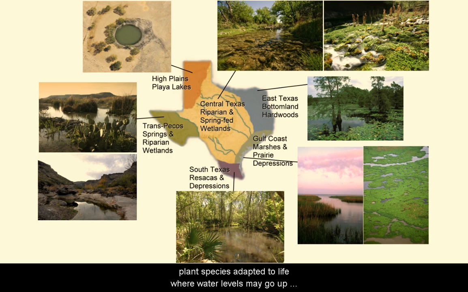Freshwater wetlands contain plant species adapted to life where water levels may go up and down. Many of these species can withstand periods when wetlands may even become dry.